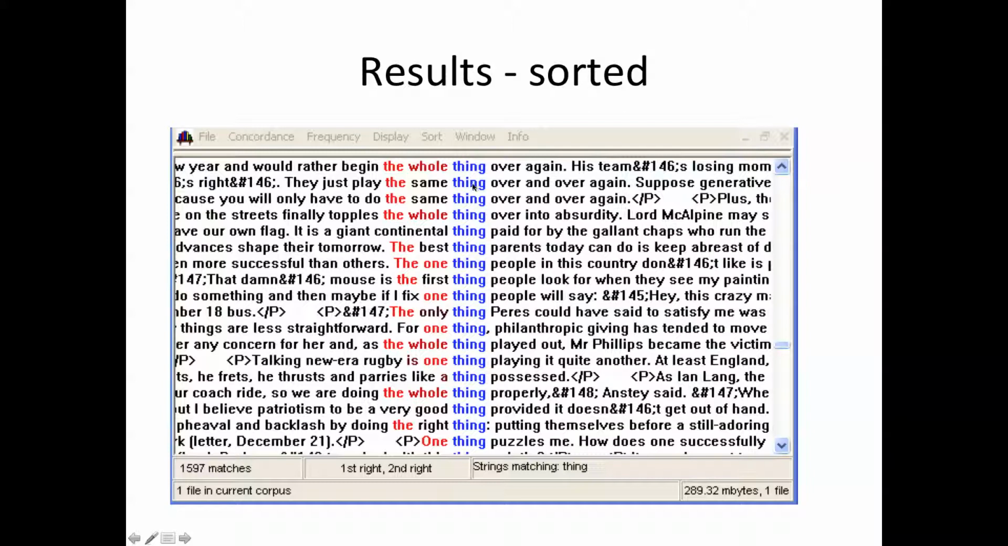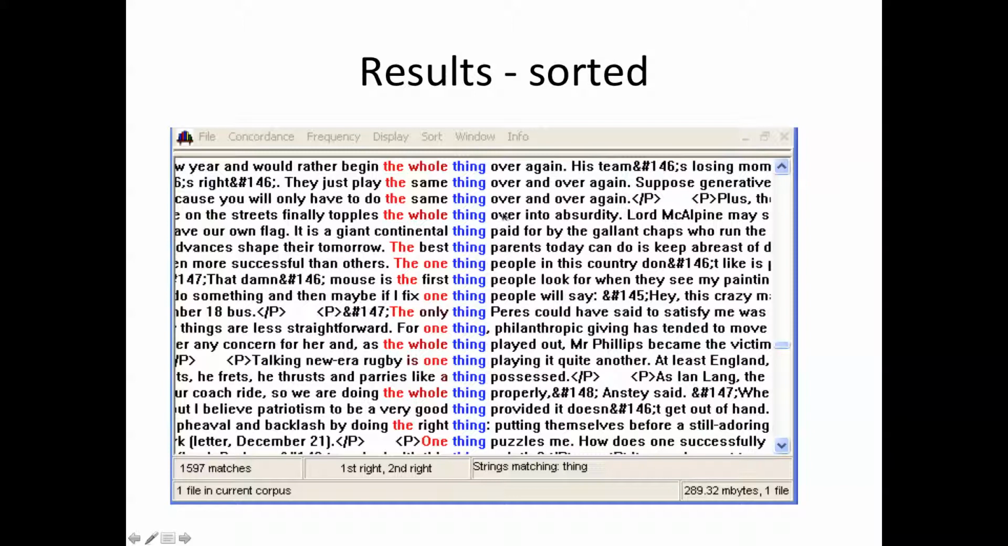We see these patterns, and we can resort the results as we like. Now the sorting, I'm not showing it here, but there's a primary sort and a secondary sort, and as I said down here we have first right, second right. So you see here we have over, over, over. So the first right sort is the same result.